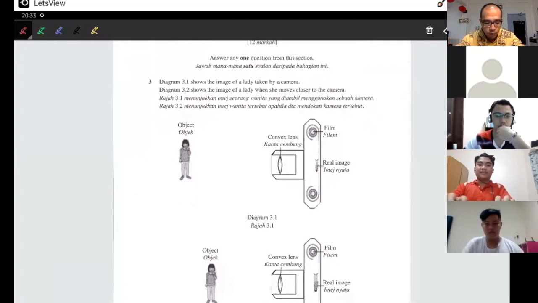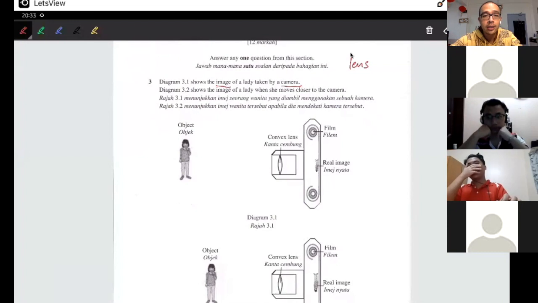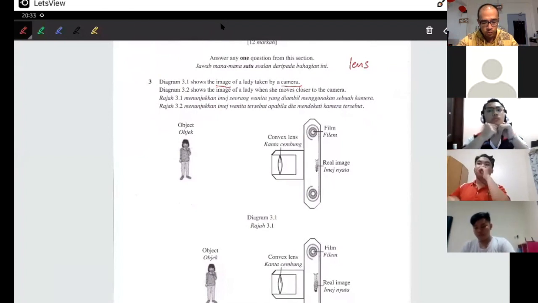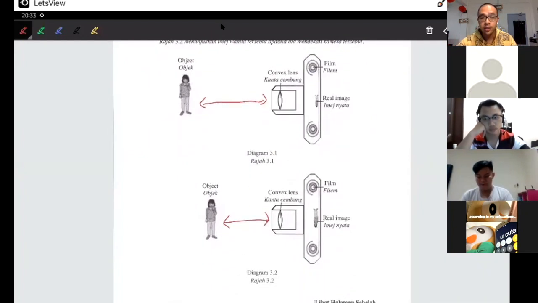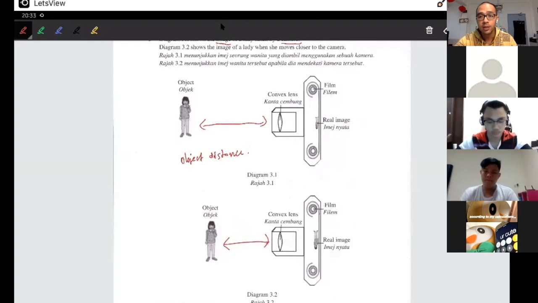So you have diagram 3.1 shows the image of a lady taken by a camera. So you kind of know that if a camera is involved, this is probably a lens experiment. And diagram 3.2 shows the image of a lady when she moves closer to the camera. So there is a difference in distance over here and over here. When you look at this situation, you kind of know that this is probably the object distance. If you have already memorized the 9 experiments that I asked you to memorize, this is probably a familiar one.